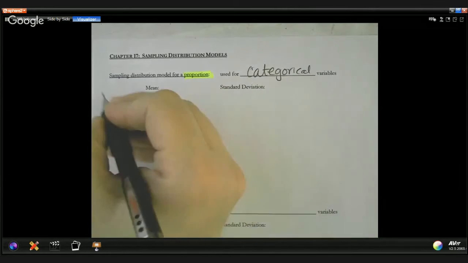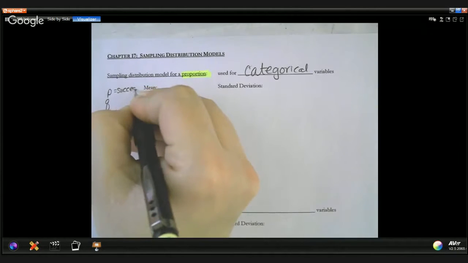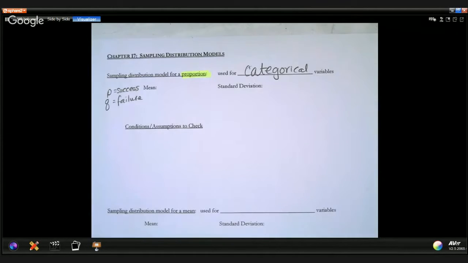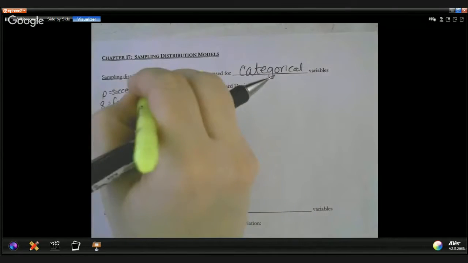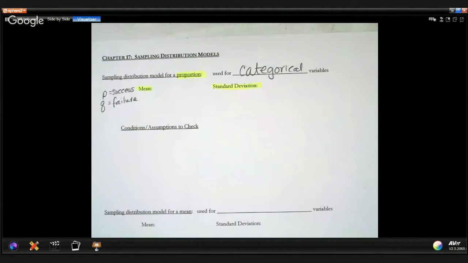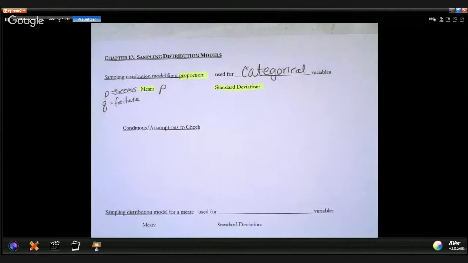And so this is when you have a P and a Q, and remember P is success and Q is your failure, and those should both add up to 1 or 100, depending on how you're writing it. Okay, the mean and the standard deviation, these are the two things you have to remember. What's nice is that the mean, when you have a sample model that's dealing with a proportion, is still just going to be the P. The standard deviation is going to be different though.